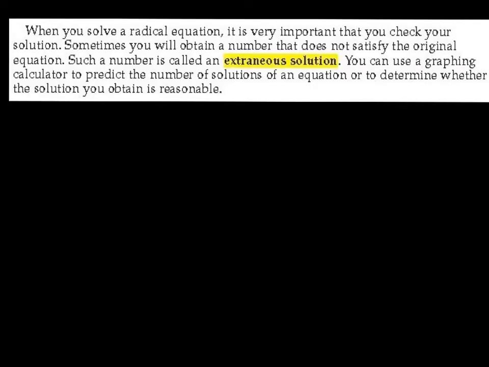When you solve a radical equation, it is very important that you check your original solution. Sometimes you will obtain a number that does not satisfy the original equation. Such a number is called an extraneous solution. You can use a graphing calculator or GeoGebra to predict the number of solutions of an equation or to determine whether the solution you obtain is reasonable.